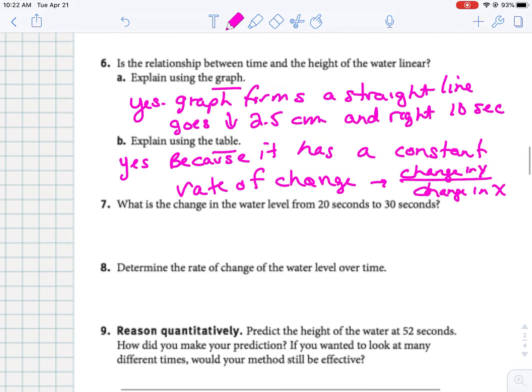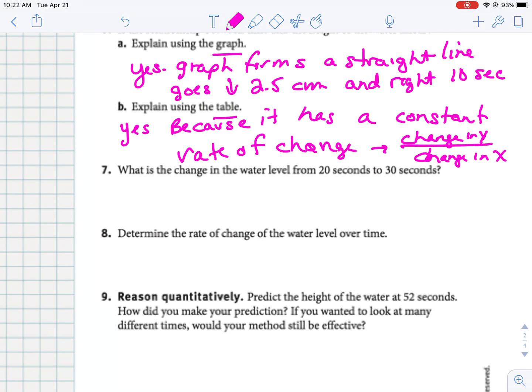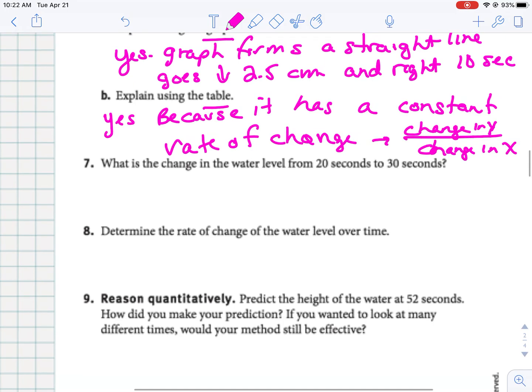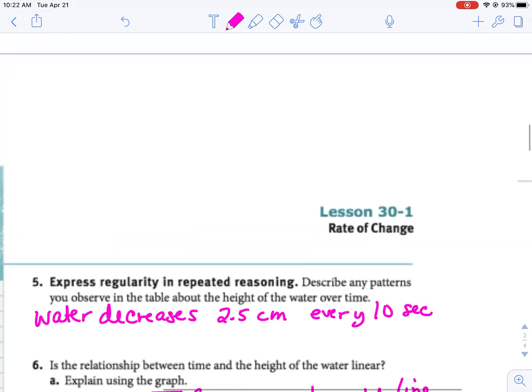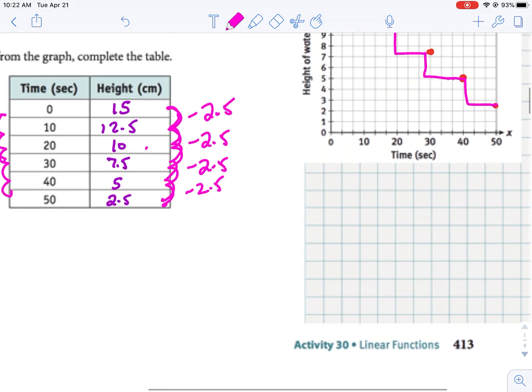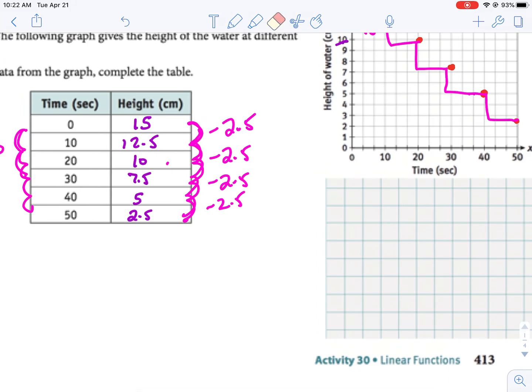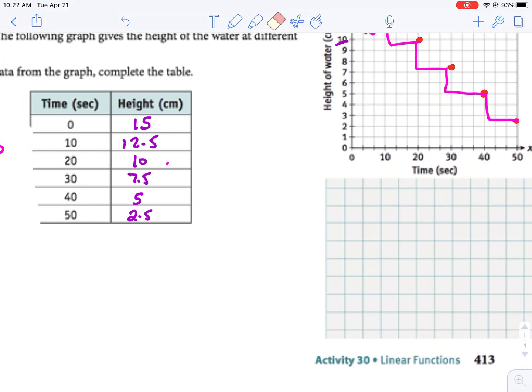All right, so taking a look at the next one, it says, what is the change in the water level from 20 to 30 seconds? Okay, so if we look specifically, I'm going to go ahead and erase what I have here.